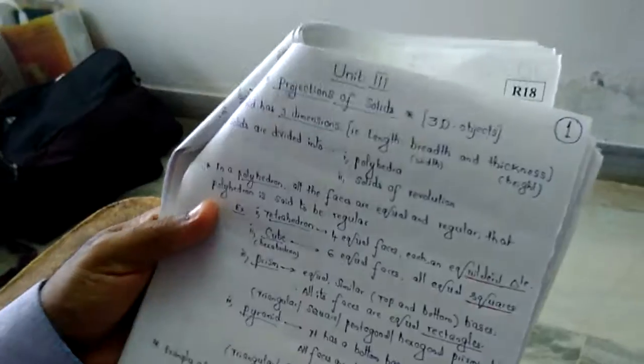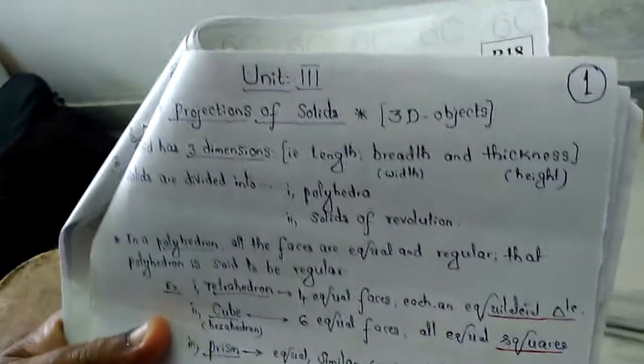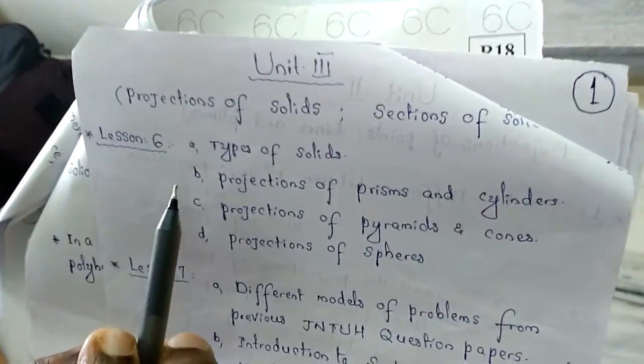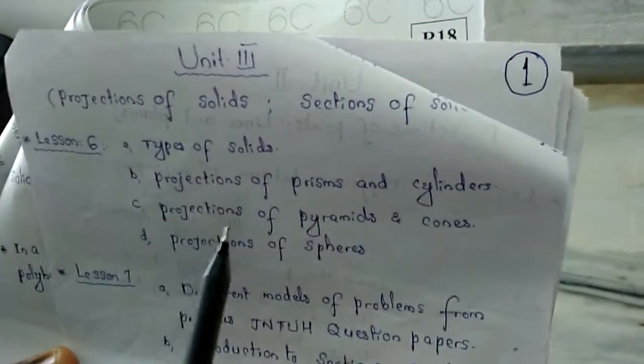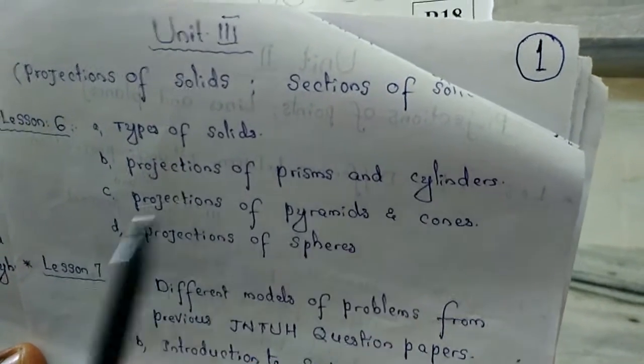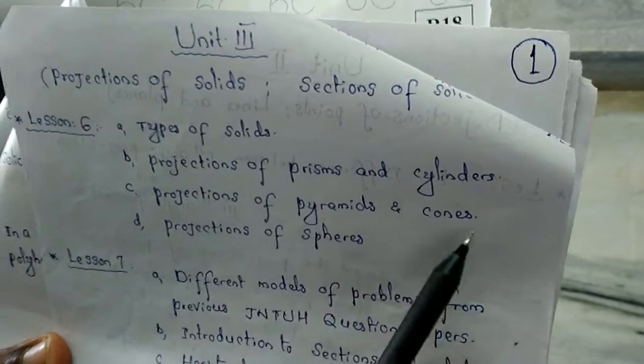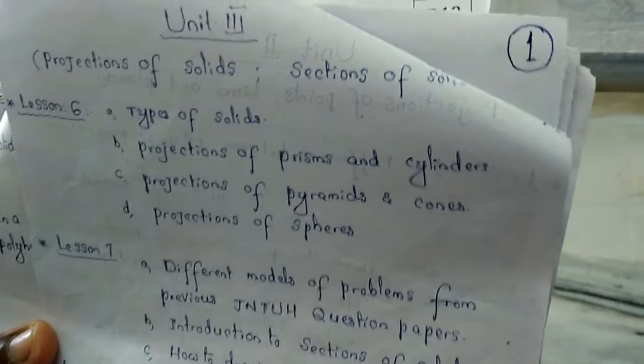Dear students, today we want to discuss unit number 3, projections of solids. In our circular schedule, this is lesson number 6, unit number 3: types of solids, projections of prisms and cylinders, projections of pyramids and cones, projections of spheres.